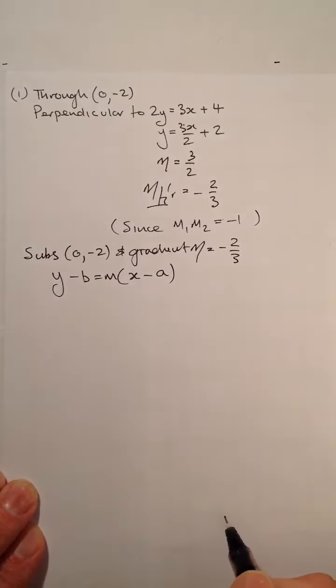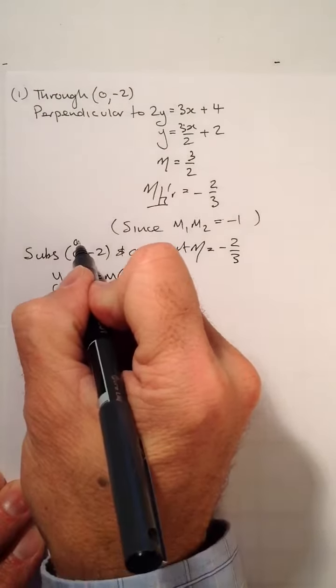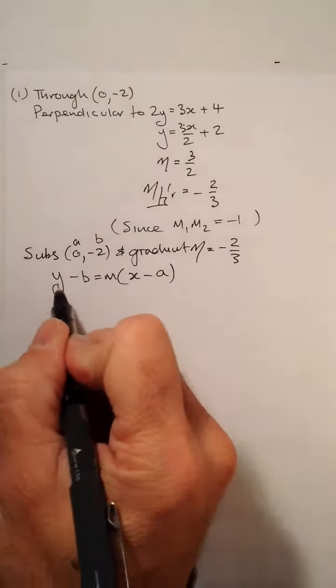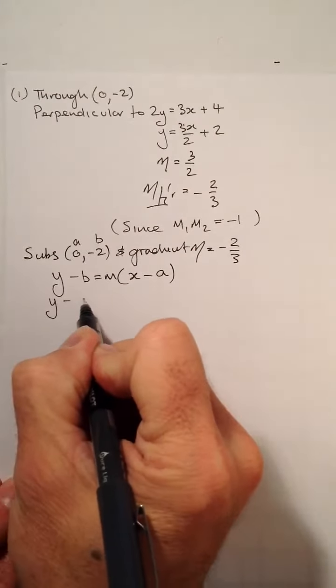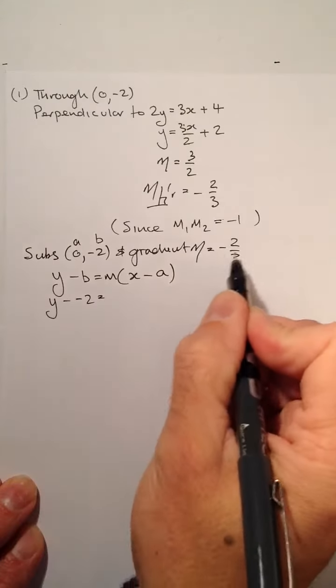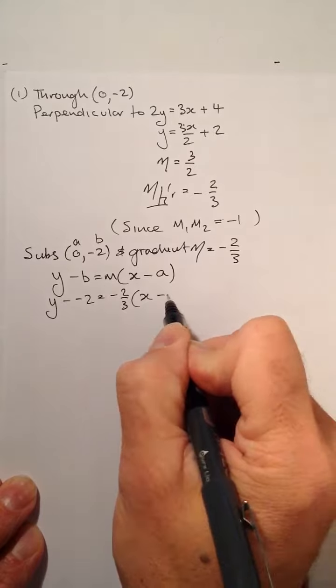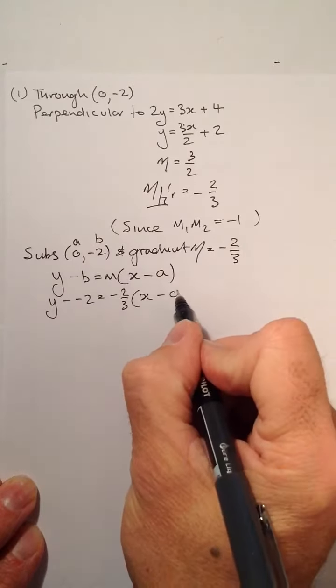So from there I know that I'm going to use the value of 0 for a, and for b I'm going to use -2. Just substituting straight in, y minus -2 is equal to the gradient, which is -2/3, times x minus a, and a is 0.